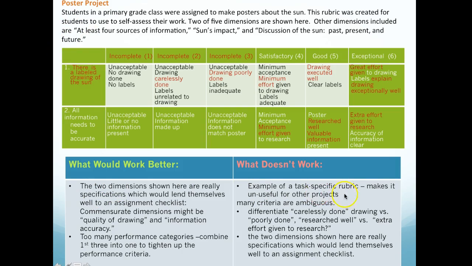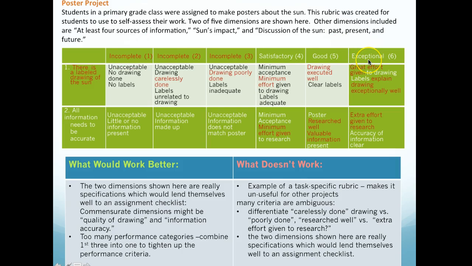So what doesn't work? That'd be one of them, that this is too specific. Differentiate carelessly done versus drawing poorly. What is that? What do those mean? Minimum effort, executed well. None of those carry any kind of qualitative meaning. We don't know what that means. Everybody evaluates it differently. I would think minimum effort. How would I know minimum effort? If I came in and used that rubric with a student's product, how would I know about that student using minimum effort? What does it look like for it not to be satisfactory?